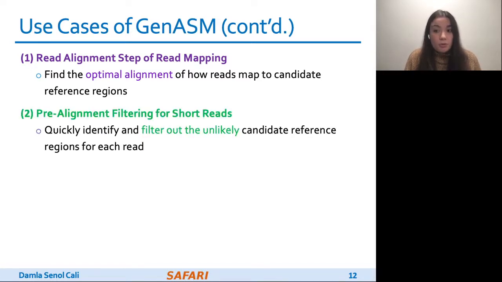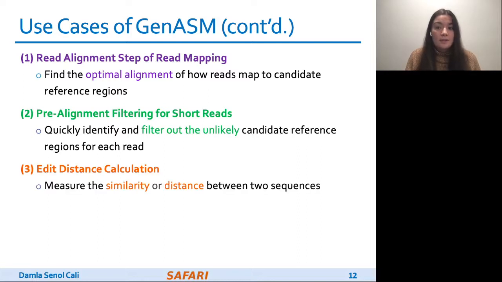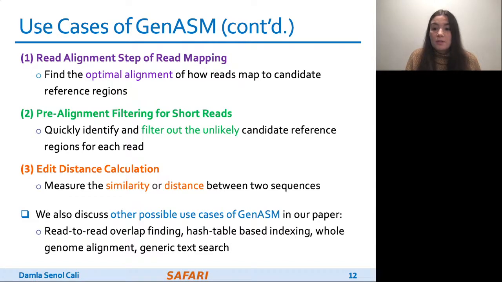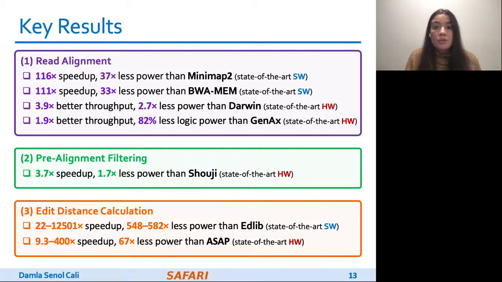In pre-alignment filtering for short reads, we aim to quickly identify and filter out the unlikely candidate reference regions of each read by approximating the edit distance between them and filtering out if it is above a threshold. And our third use case is edit distance calculation, which is one of the fundamental operations in genomics that measures the similarity or distance between any given sequences. In our paper, we also briefly discuss several other use cases, such as generic text search. We find that for all the three use cases, GenASM is significantly more efficient in terms of both speed and power consumption than state-of-the-art software and hardware baselines.